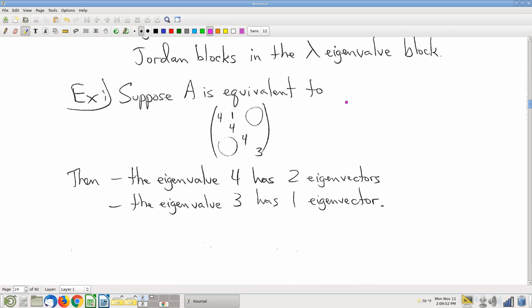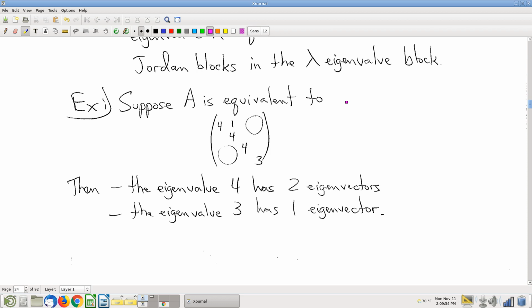But here's how we can capitalize on that. Let's suppose that we know that this is the Jordan form. So this matrix, notice, is not diagonalizable. We have this off diagonal entry. It's not diagonalizable. We know there's not going to be 4 eigenvectors. If there were 4 eigenvectors, it'd be diagonalizable.